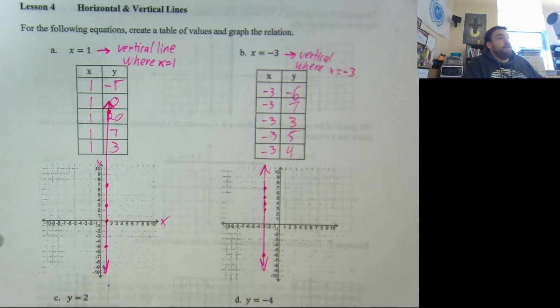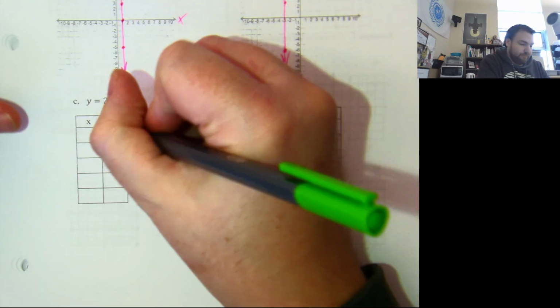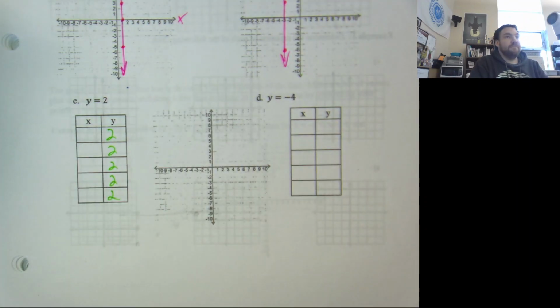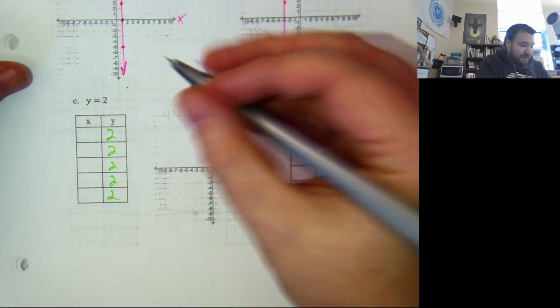Cool. So if X equals a number is a vertical line, anyone want to take a stab at what happens when Y equals something? It would make a lot of sense if it was the other one. Let's verify it. Yes, Lucas. Yeah, so the X can be whatever you want. You can move side to side now.